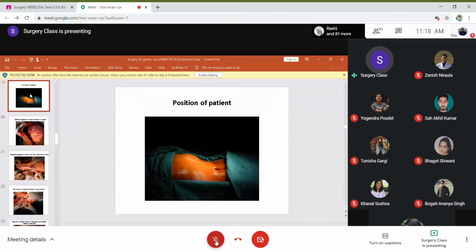See the position. I'll do like this. Okay, position of the patient. Can you see that?